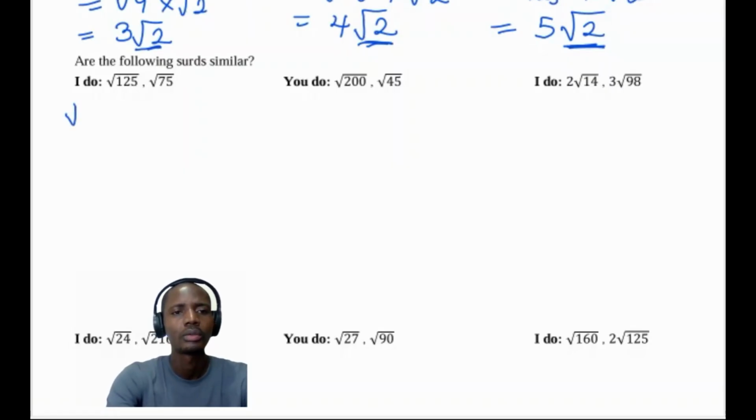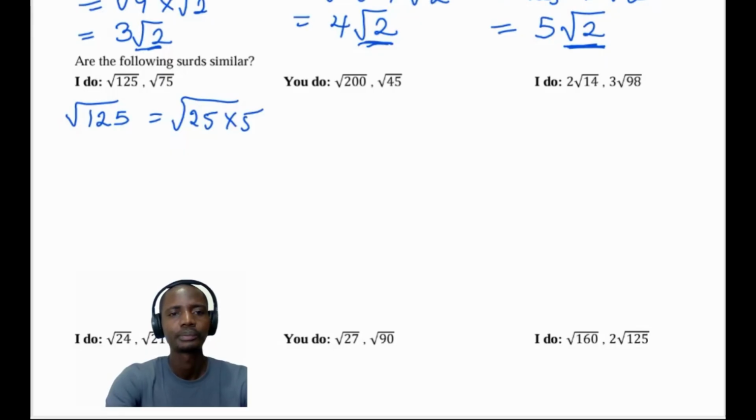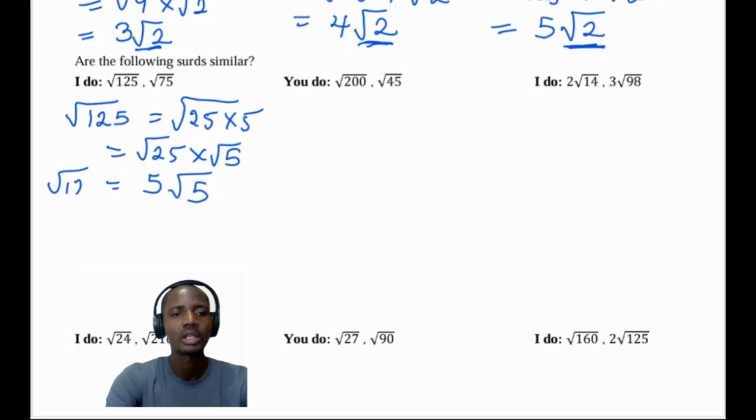Okay, so root 125. We did that earlier. That gives us root 25 times root 5. Now, root 25 gives us 5. So 5 times root 5 is 5 root 5. That is root 125.